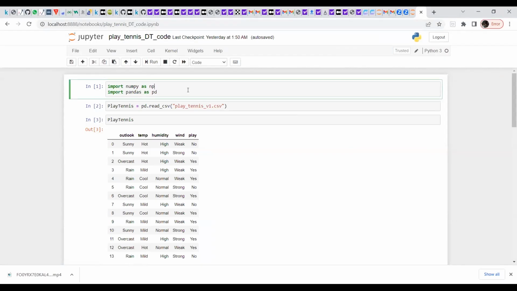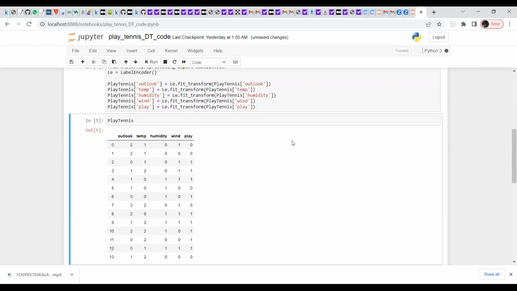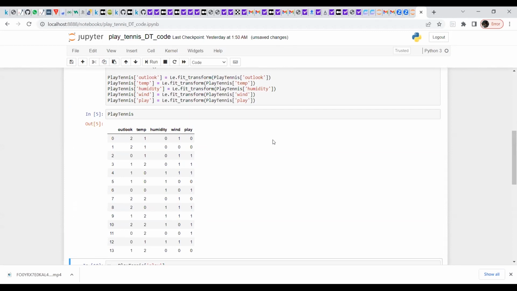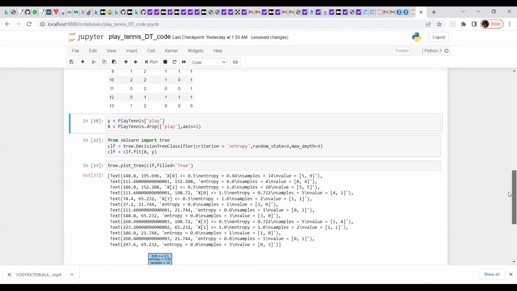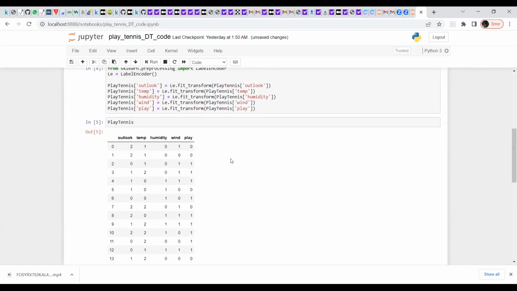So here again, we start with loading of libraries, import NumPy as np and import pandas as pd. Then we read the data set. The data set appears like this. And then again, we are importing label encoder from sklearn, and we are running it. Then we get the play tennis data set, including the output. Then here, we are dropping the target variable to again get the feature columns, barring play, which is the target variable. So the feature columns become outlook, temperature, humidity, and wind, the same case as the logistic regression.